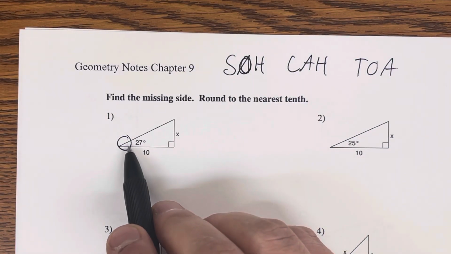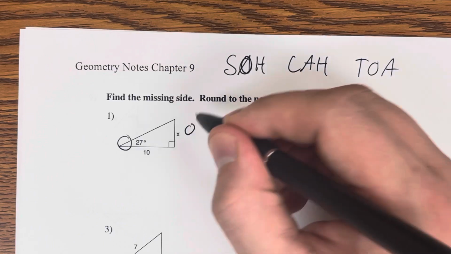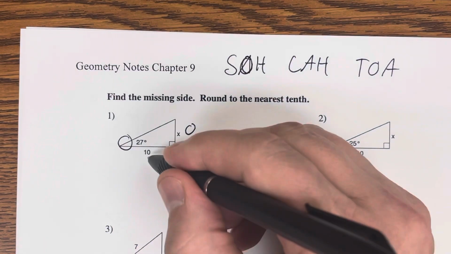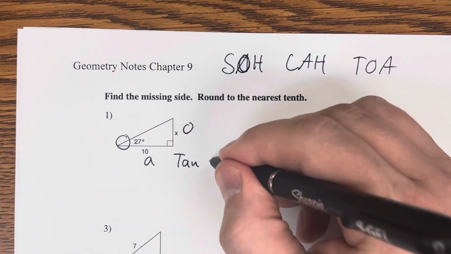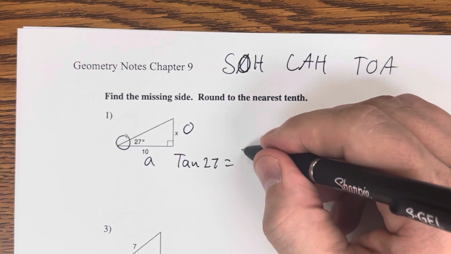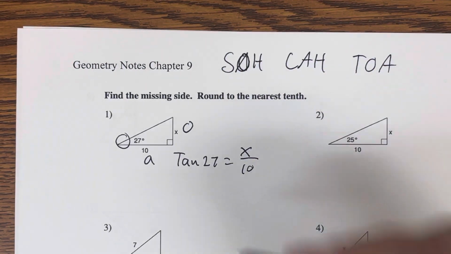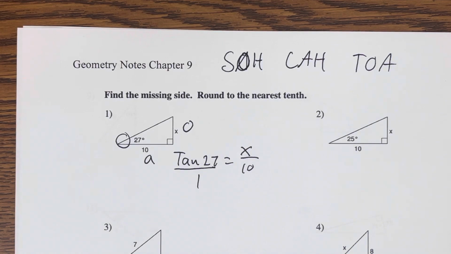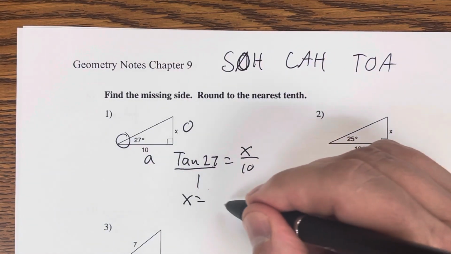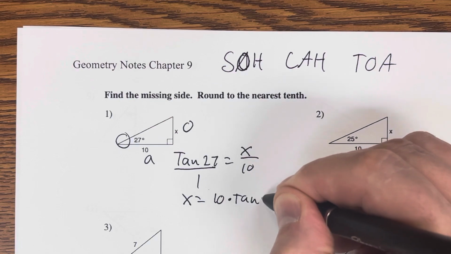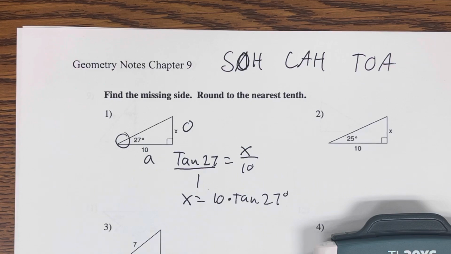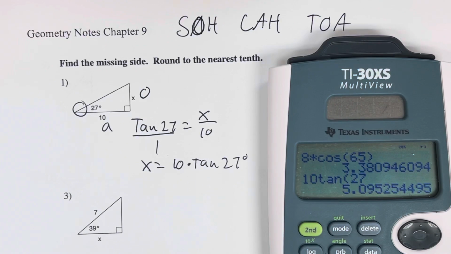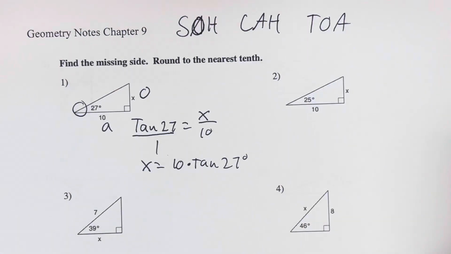From the 27, x is opposite, 10 is adjacent. So which ratio is opposite and adjacent? That's the tangent ratio. So we have to use tangent this time, of the angle 27 equals x over 10. Then we put it over 1 and cross multiply to solve. So x is equal to 10 times tangent 27 degrees. Using my calculator, I get 10 times the tangent 27 to be 5.1.